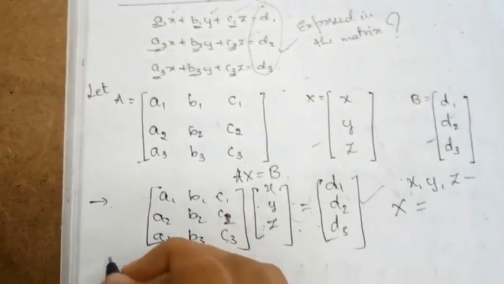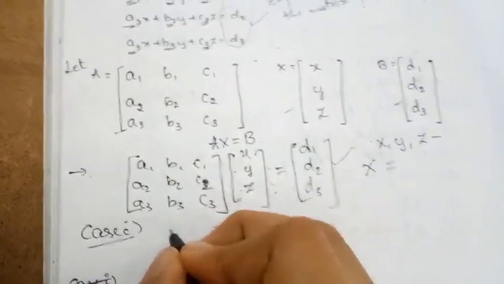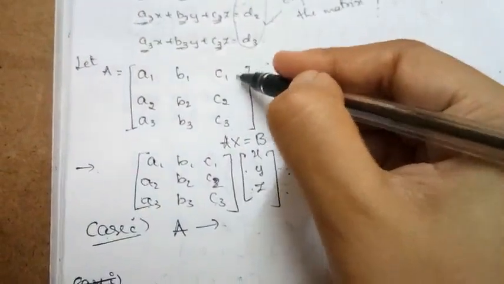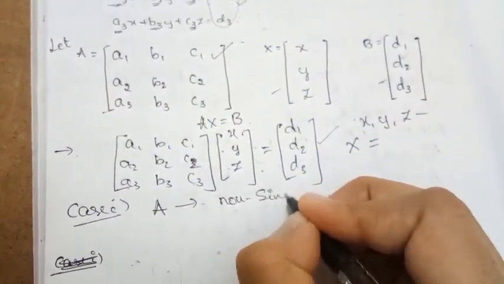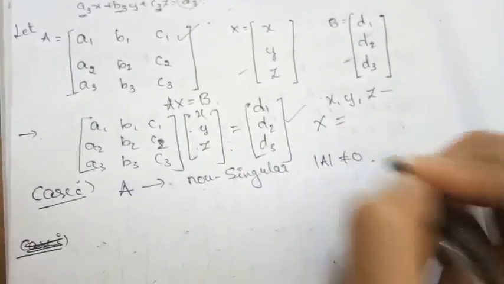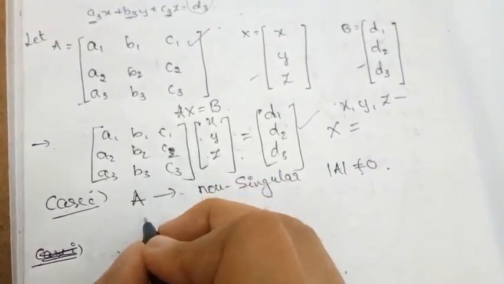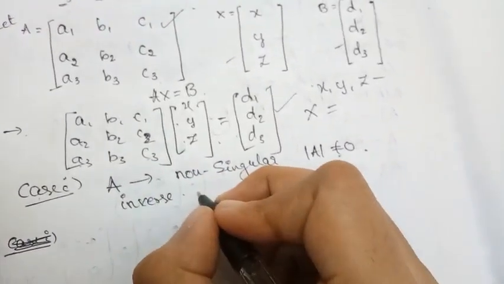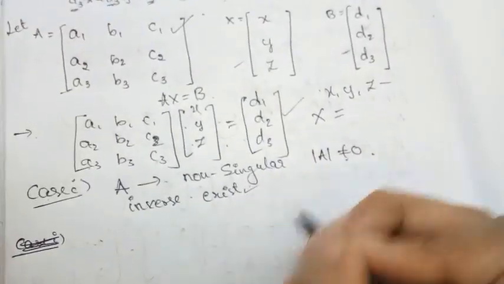Here there are two cases. What are the two cases? Case 1: if our matrix A is non-singular. What does non-singular mean? The determinant of A is not equal to 0. So when the determinant of A is not equal to 0, we say the inverse exists, right? So if the inverse exists, this is the concept.